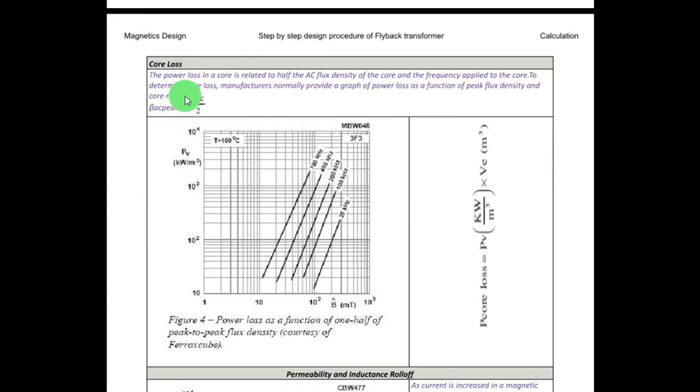So the power loss in a core is related to half of the AC flux density of the core, and the frequency applied to the core. To determine the core loss, manufacturers normally provide a graph of power loss as a function of peak flux density of the core material. So B_AC peak is given by B_AC into T. Now you know what B_AC is, I have shown you.